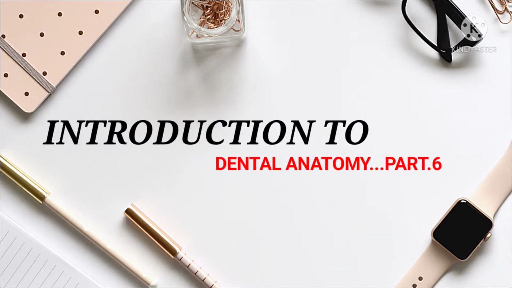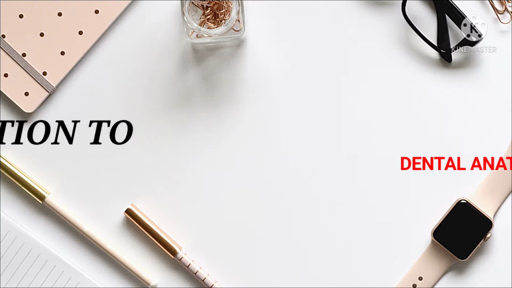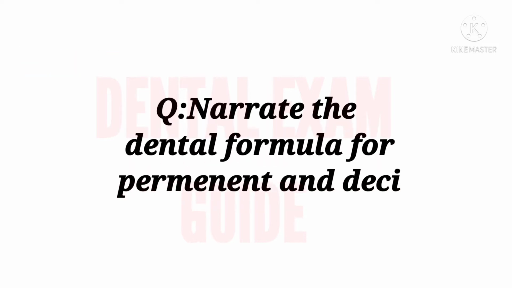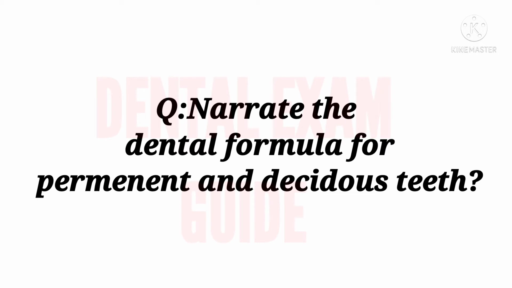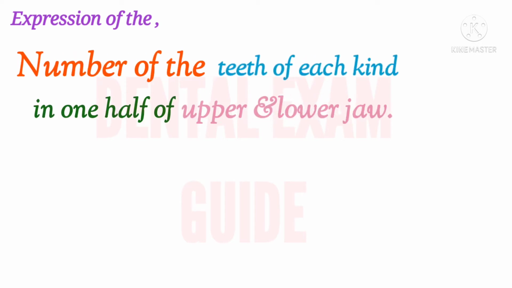Hi everyone, welcome to Dental Exam Guide, and today's topic is formulae for mammalian teeth. It is an important short note question and you can get the question as: narrate the dental formula for permanent and deciduous teeth. Dental formula is the expression of the number of teeth of each kind in one half of the upper and lower jaw.